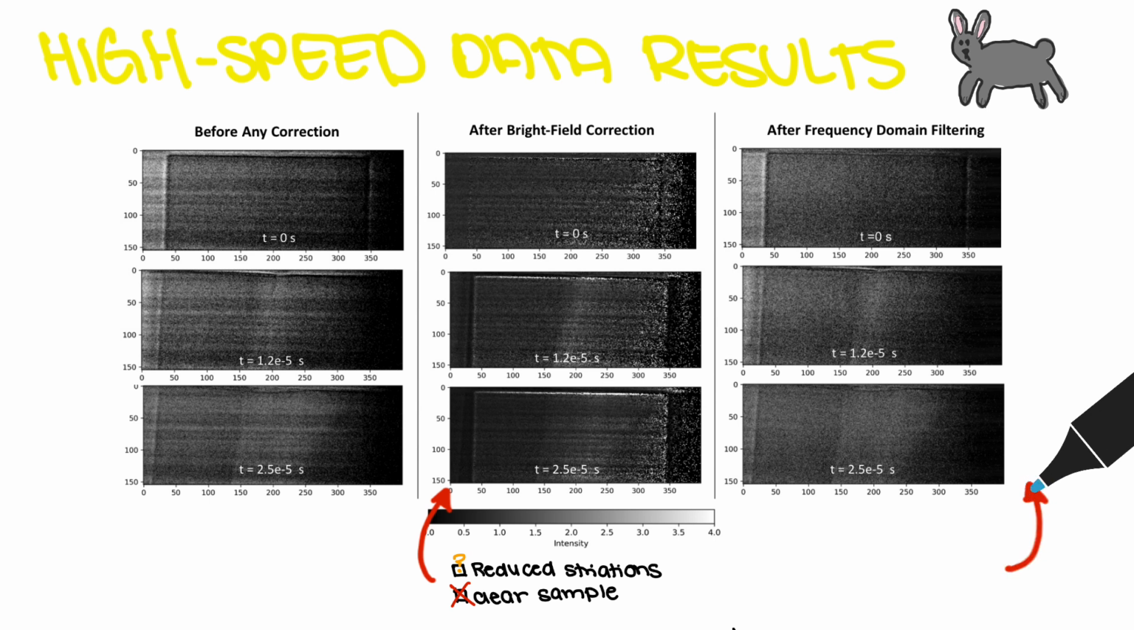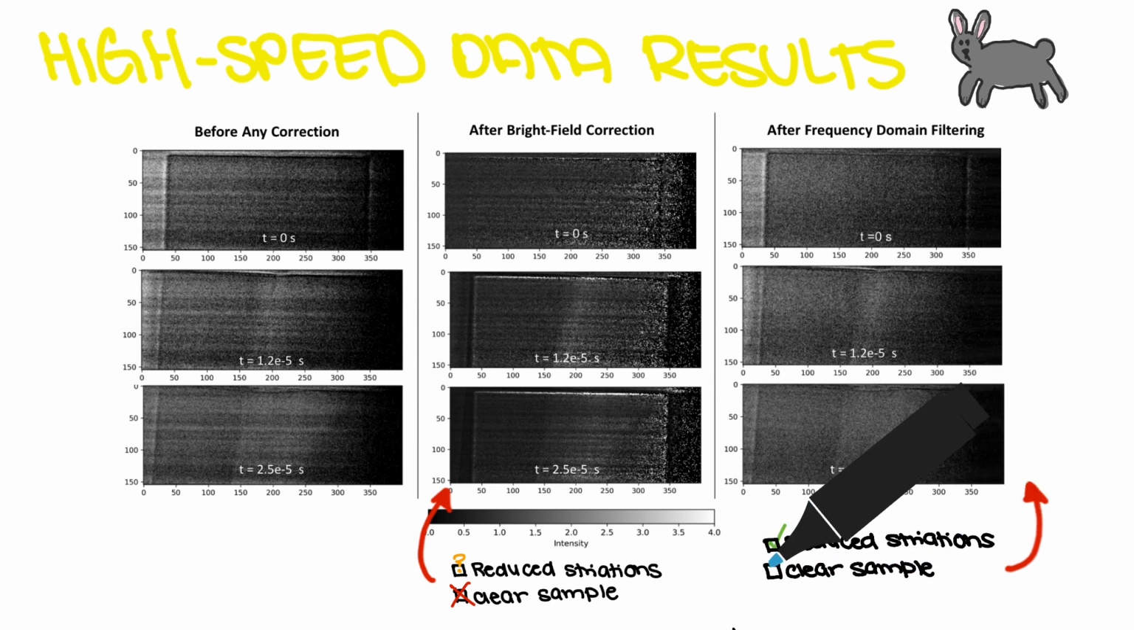On the right, we see the images after a frequency domain filtering. Now these results look promising. Not only have the striations been greatly reduced, but the sample edges also remain clear. I consider this a success.